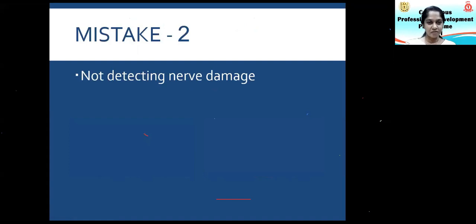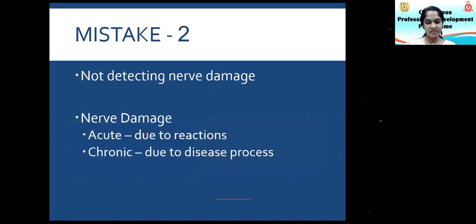So mistake number 2 is very important: not detecting nerve damage. Nerve damage in leprosy can occur due to 2 reasons. One is acute, that is due to the reactions. I will be talking about reactions later. And then the chronic nerve damage due to the disease process.